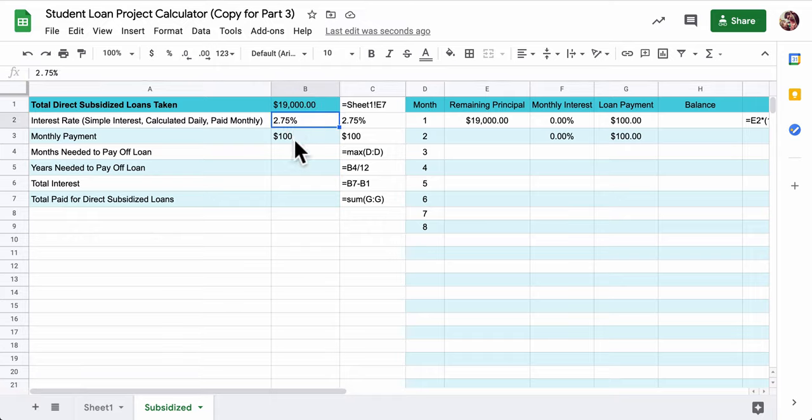The percentage value is the interest rate. It's a simple interest. It's actually calculated daily, and you pay it monthly. I'll explain what that means. And we're going to assume that the monthly payment is $100, right? So these are our assumptions.